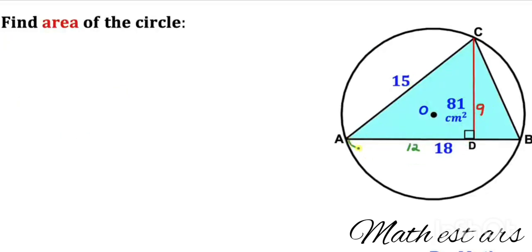And now we know that this whole chord AB is 18. This length is 12. So therefore this length BD is going to be 18 minus 12, which gives us 6 centimeter. And here's our next step. I have drawn this diameter CE that passes through this center O. And then I have connected this point E with this point A, as you can see.